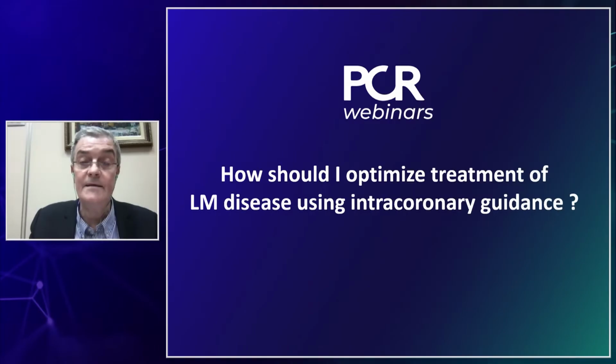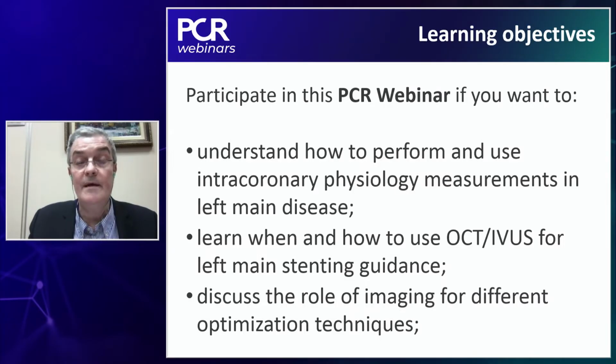I would like to start by saying that the objectives of today's webinar are the following. We will discuss and try to understand how to perform and use intracoronary physiology measurements in left main disease, then learn when and how to use imaging, IVUS and OCT, for left main stenting guidance, and we'll discuss the role of imaging in different optimization techniques. To start, I will invite Professor Javier Escaned to open his presentation on physiology.